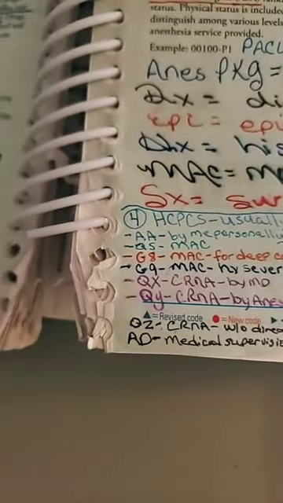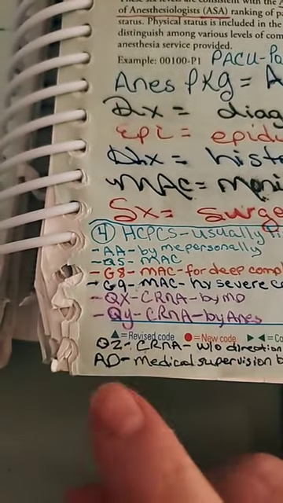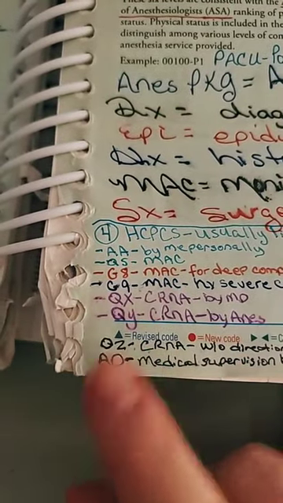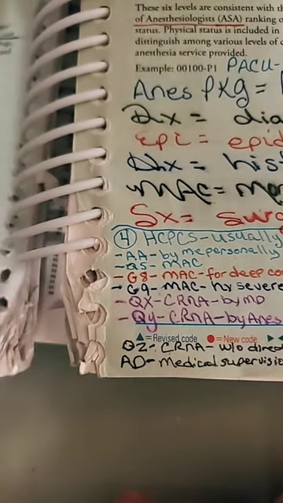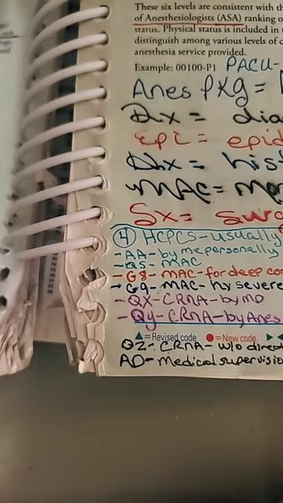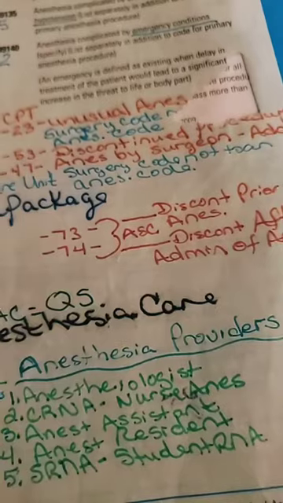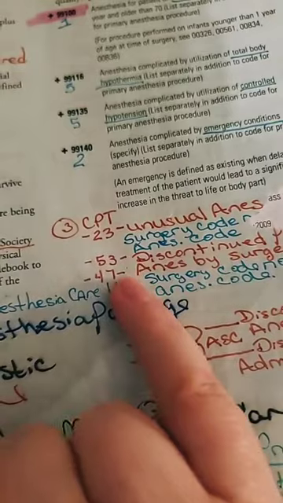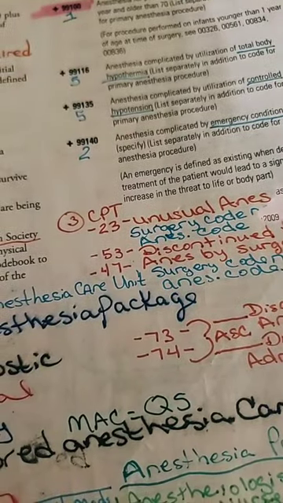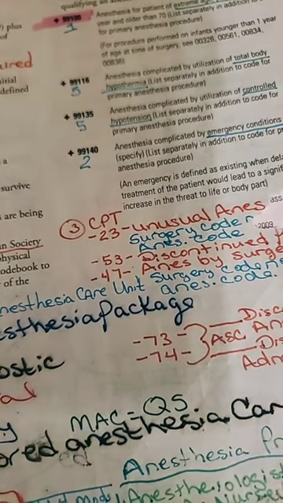They're in the HCPCS book, but they use these on the CPC exam: AA, QS, G8, G9, QX, QY, QZ, and AD. Those are all used. You've got some discontinued anesthesia modifiers, and then your regular CPT modifiers. So be sure you've added some more information into your book.